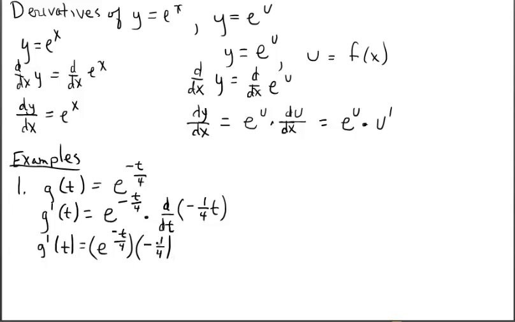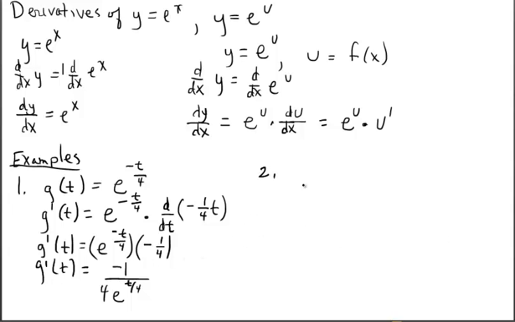Okay. At this point, you're finished with the calculus. You could rewrite it if you wanted to. I noticed this could be in the denominator of a fraction. So I could have the -1 with the 4 here, with the e here, with the t divided by 4. So just an alternate way to write it.